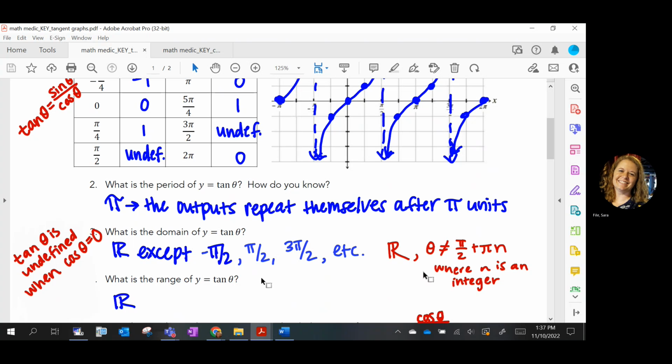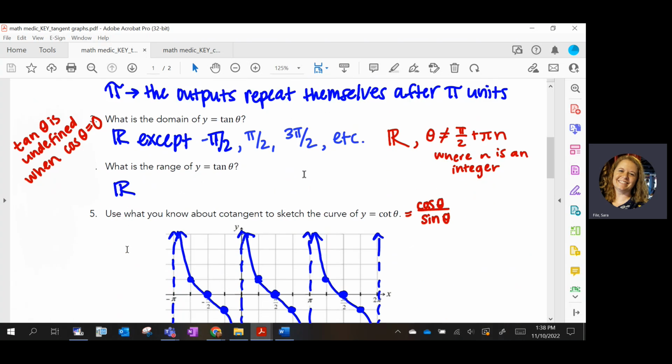Now the range goes down forever, it goes up forever. There's no break in the middle like there was for secant and cosecant. So the range was just all reals.